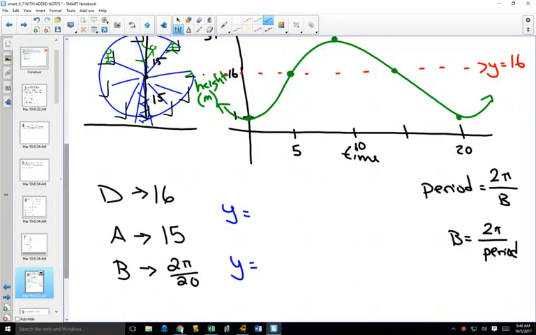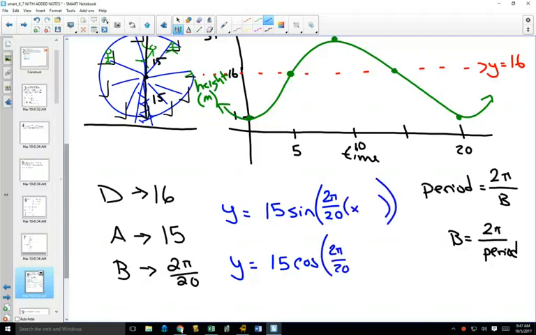one with sine, one with cosine. So my A value, 15, is going to be the same for both of them. My B value is going to be the same for both of them. I'm going to leave space for my C value because that's what can change. And my D value is also going to stay the same for both of them.